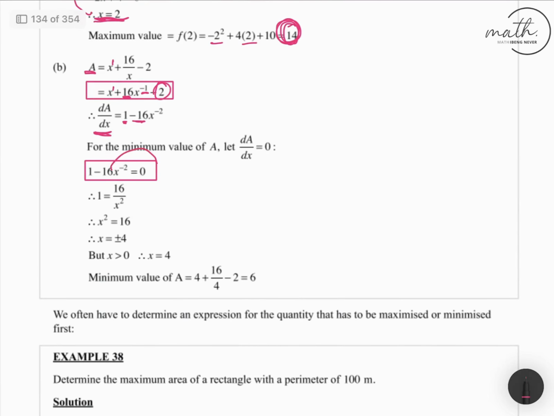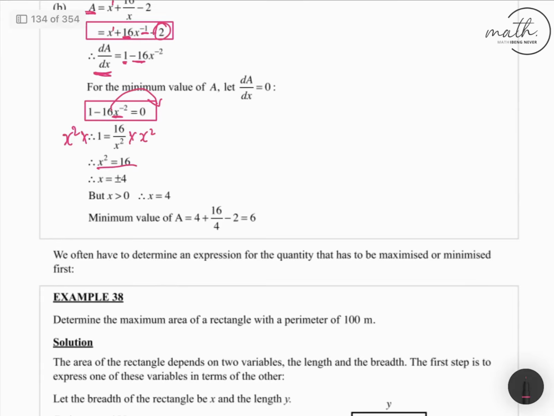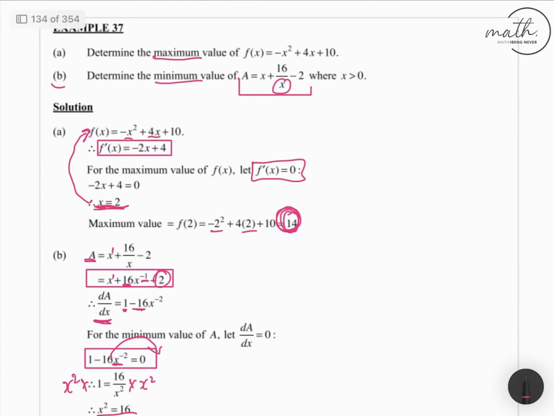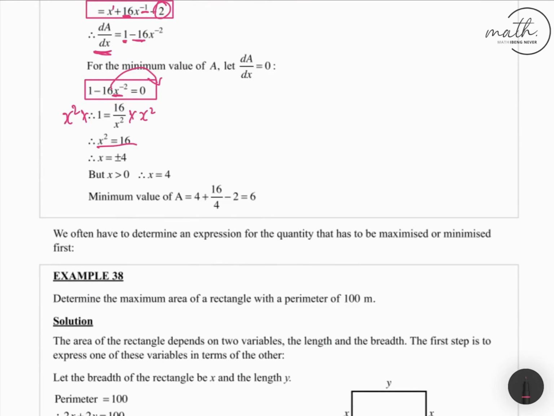You can bring this side, put the x squared at the bottom, then multiply by x squared on both sides. Then you have that, then apply square root, not forgetting plus minus. Now if you check the question here, they said x is bigger than 0. That means for the answer that you get, you have to take the positive one. And then after taking the positive one, you go to the original, substitute 4 where you see x, and then get the minimum value.